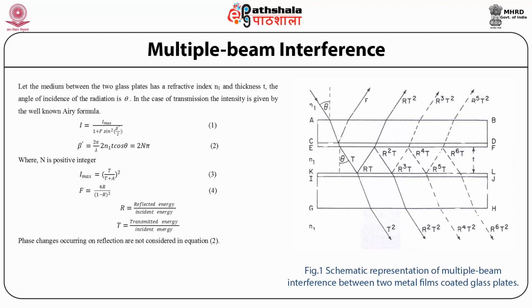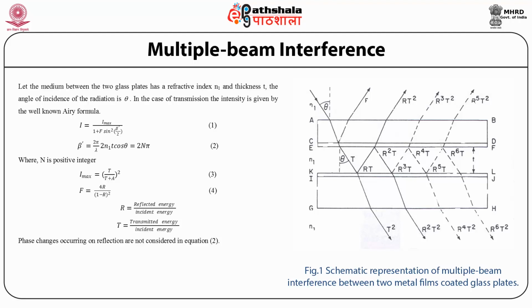I max is equal to T upon T plus A, whole square. Let's call this equation number 3. And capital F is equal to 4R divided by 1 minus R, whole square. Let's call this equation number 4. R is the ratio of reflected energy to the incident energy.